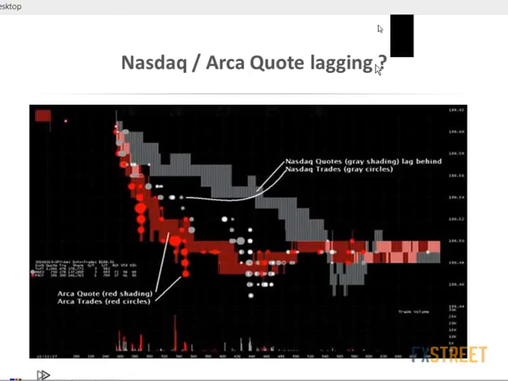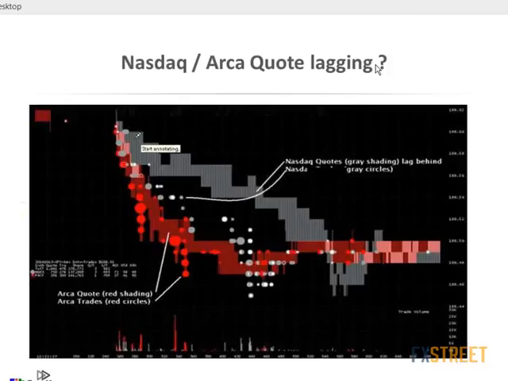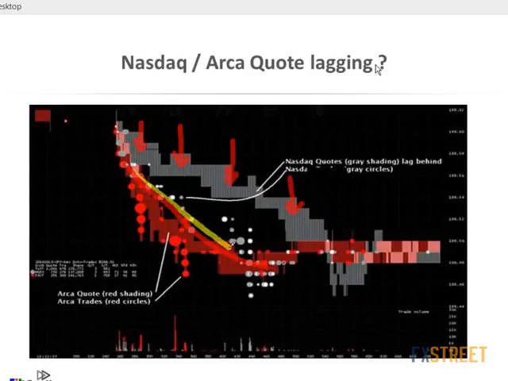Let me see if I can annotate. I want to show you the difference between the quotes, which are this, and the actual bid in the market, which is at a lower price here. And this color is probably not the best choice, but these little bolts here are where the bid is, and this is what the market is reporting. This is the price that the market is reporting.